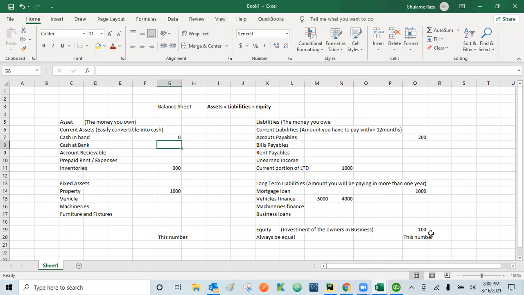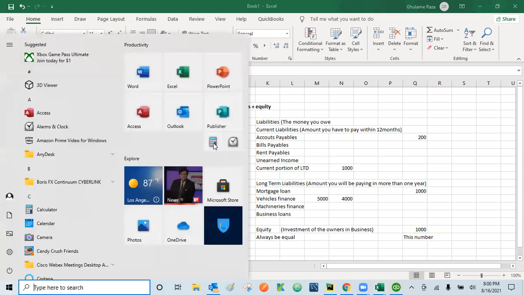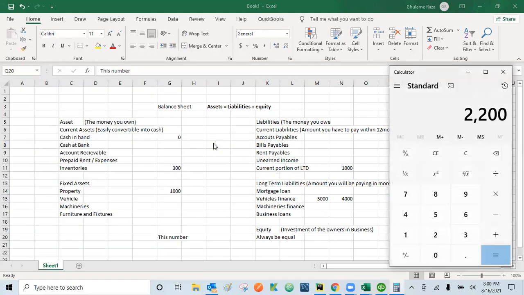Maybe after a few days, I feel that I want to increase the size of my business. I increase my equity from $100 to, let's say, 1,000. So when I increase the equity from 100 to 1,000, it means there's an increase of 900 in my business. So here you can see the business size is 1,000, 2,000, 200, and here my business size is 1,300. So there is a gap. What is the gap? 2,200 minus 1,300. So 900 is the gap.